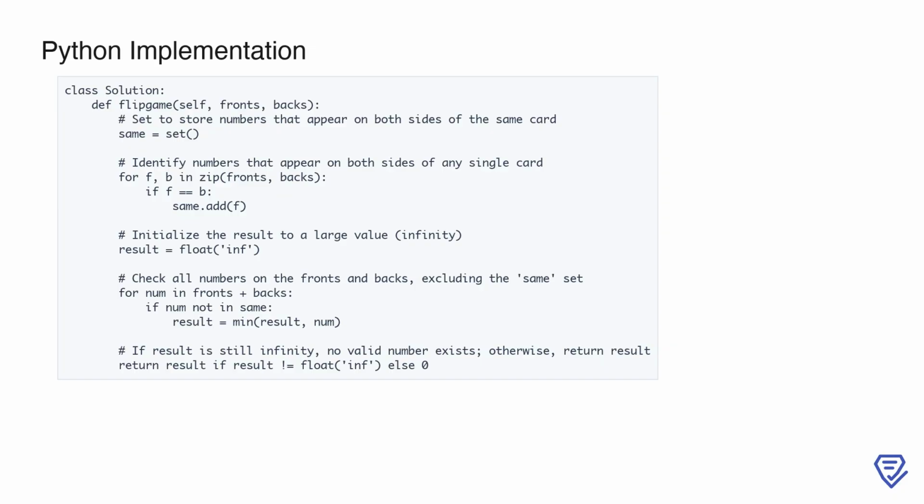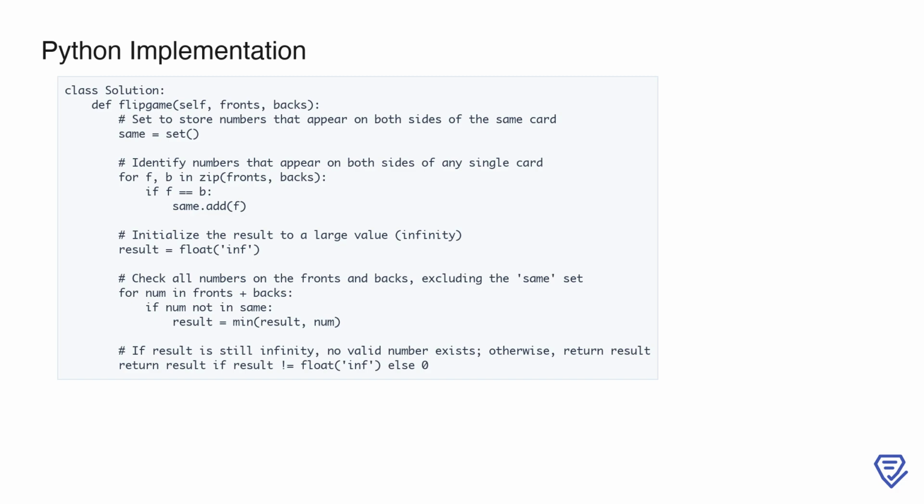2. Using a for loop, the code iterates through the paired values from fronts and backs using zip. If the front number F equals the back number B for any card, it adds this number to the same set. This step ensures that all numbers that are invalid, i.e., appear on both sides of the same card, are tracked. 3. Next, the code initializes the result variable to float('inf'), representing a very large value. This will track the smallest valid number found during the subsequent steps.